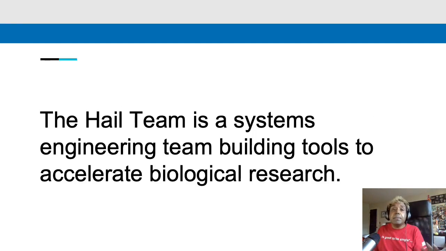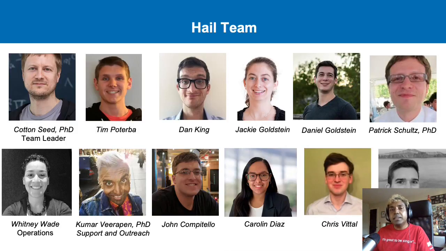The Hail team is a systems engineering team building tools to accelerate biological research, comprising everyone on this slide. I love this slide because it shows how we're a small team but have a really powerful tool that we use and share with everyone in the genetics community.